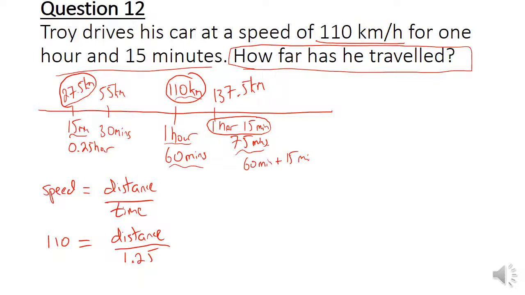So we want to get distance on its own. So we've got distance divided by 1.25. So we times that by 1.25 to cancel that out. And we need to do the same on the other side. Times by 1.25. And we get distance is equal to 1.25 times 110, which gives us 137.5 kilometers. So that is the distance.